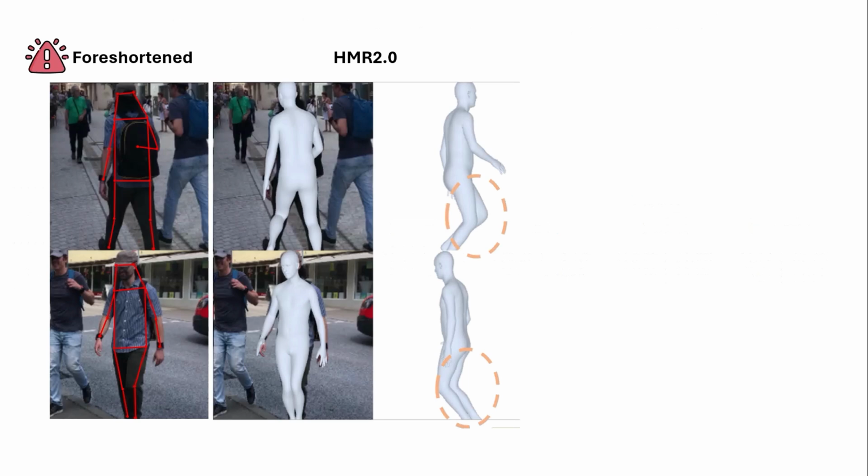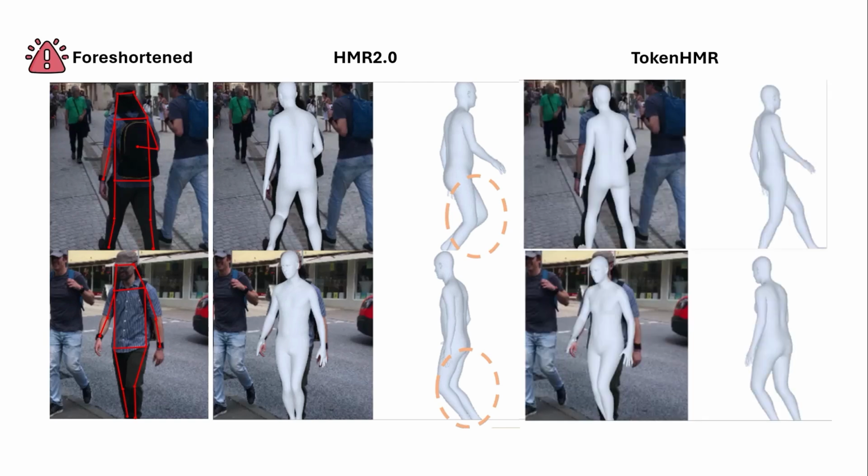And the final thing to mention: remember this artifact of HMR2 with the foreshortening issue? Once we use TokenHMR with this TALS loss function, the result becomes much better. And yeah, that's all I wanted you to know about this TokenHMR.